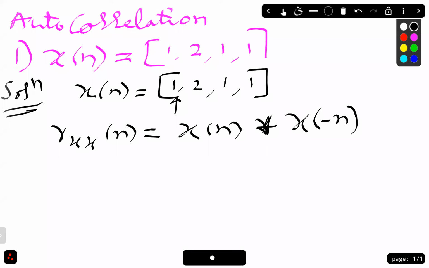Yes. Now, what is x of minus n here? X of n we know already. What is x of minus n? X of minus n is 1, 1, 2, 1. How do you write it? 1, 1, 2, 1 it is. Right? 1, 1, 2, 1.